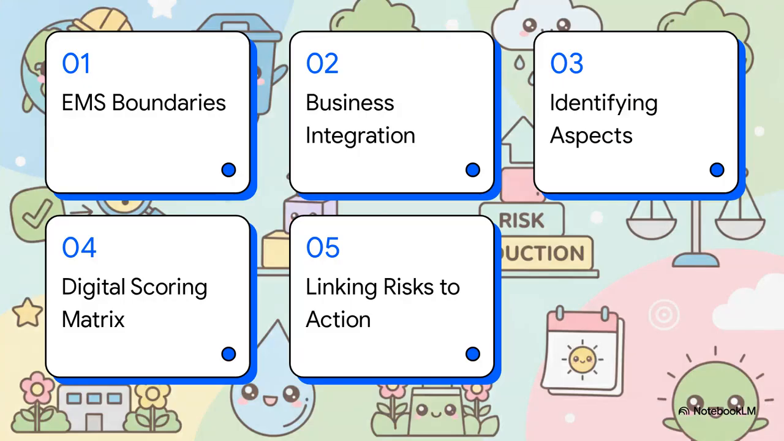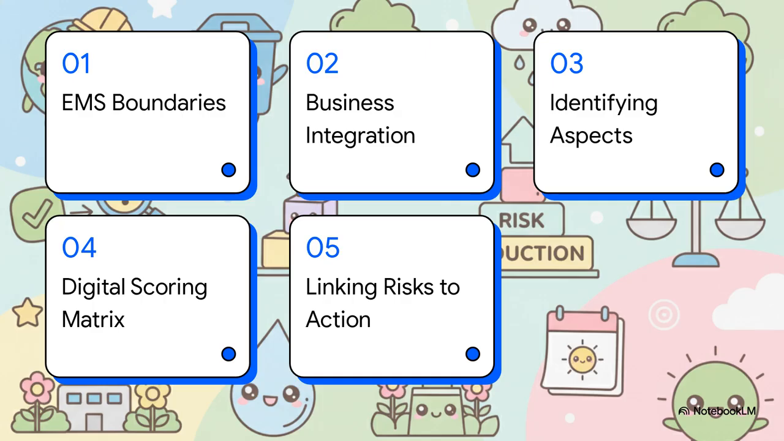So, to avoid that trap, here is our roadmap for today. First, we'll define our EMS boundaries. Then, we'll look at integrating that system into the business, identifying aspects, using the digital scoring matrix, and finally, linking those scored risks straight to actionable objectives.